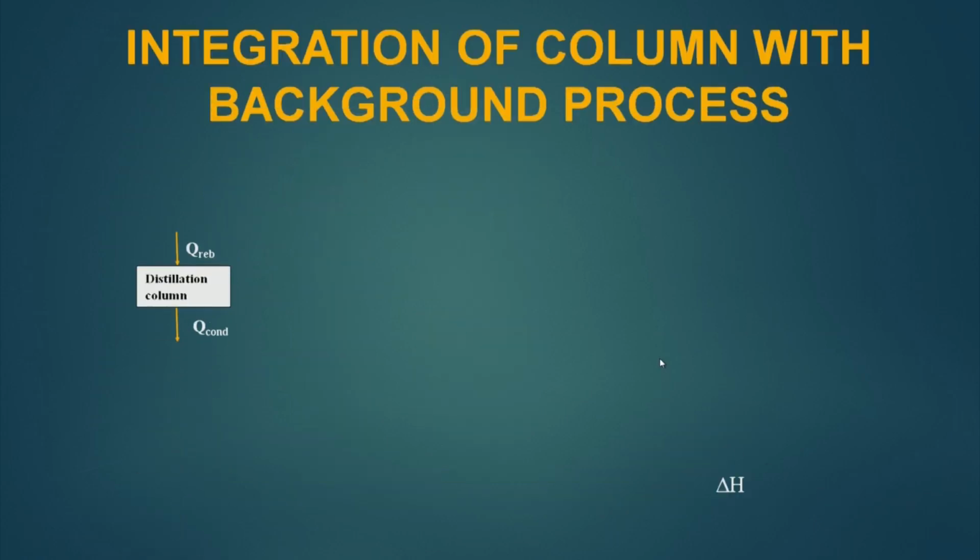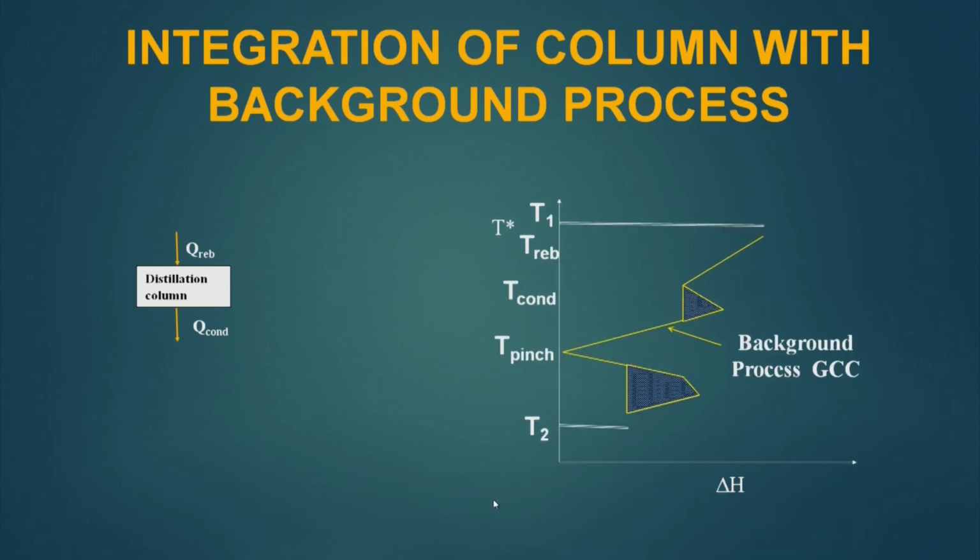Now, how will the integration of a column with the background process take place? This is my background process, and this is the GCC of my background process. This GCC clearly tells that you need a hot utility at T1 temperature and a cold utility at T2 temperature. The hot utility is servicing these streams, heating the stream from this to this. In this part, the process stream is giving heat to another process stream, and from here to here again heating takes place using the utility.